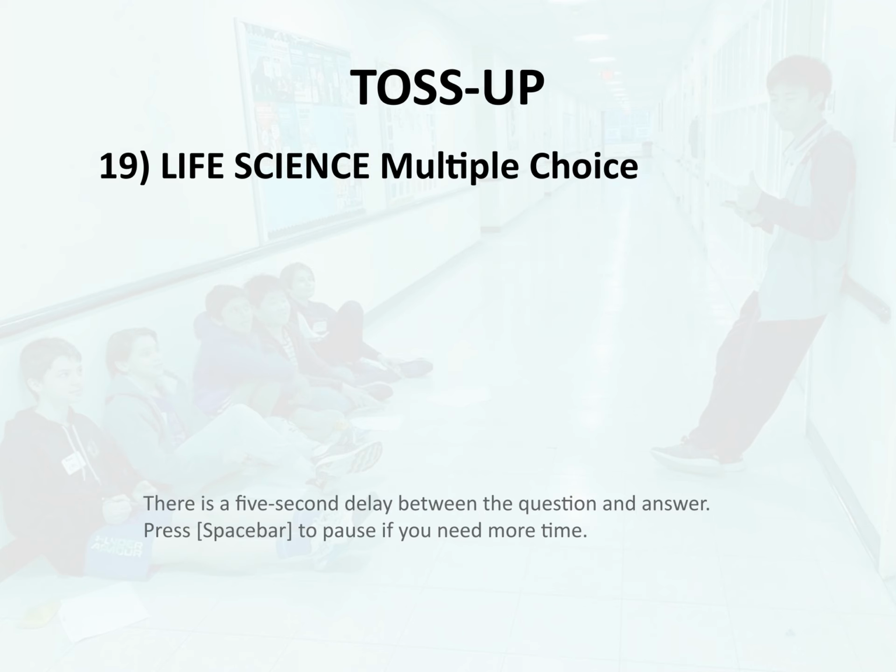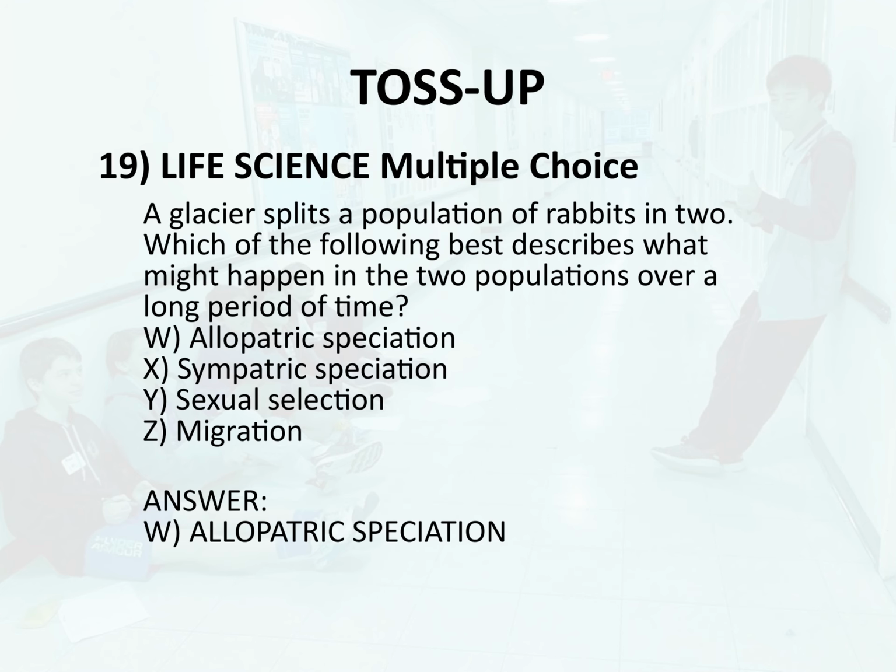Toss-up 19. Life science. Multiple choice. A glacier splits a population of rabbits in two. Which of the following best describes what might happen in the two populations over a long period of time? W. Allopatric speciation. X. Sympatric speciation. Y. Sexual selection. Z. Migration. Answer: W. Allopatric speciation.